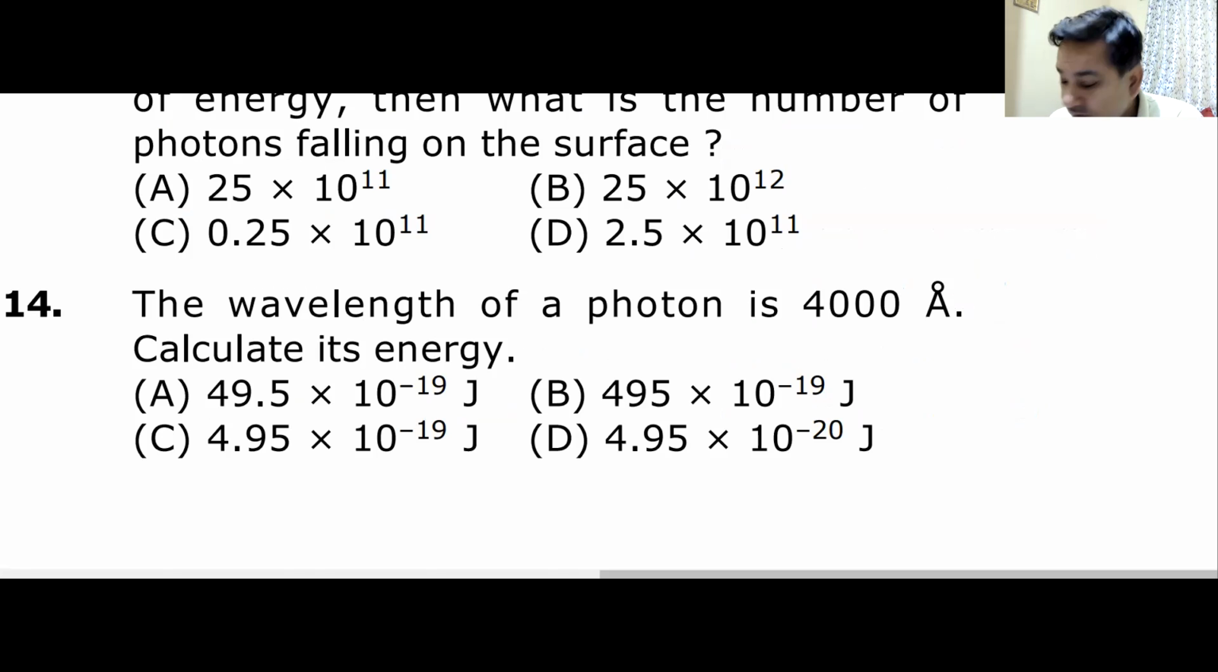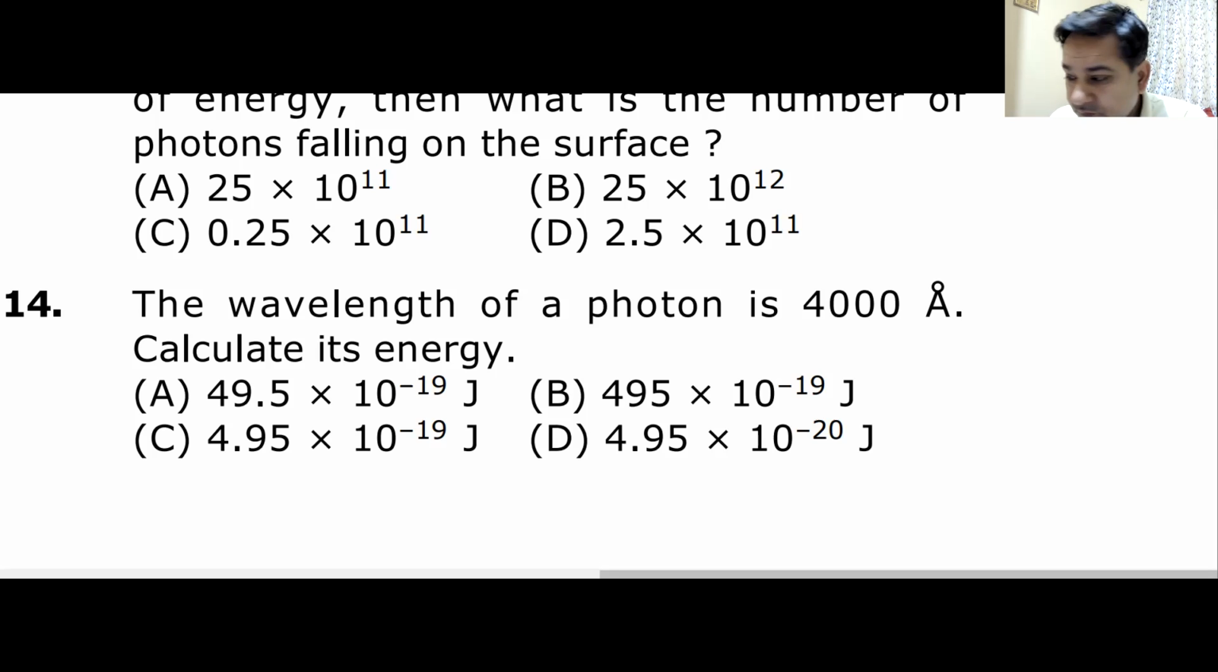You have some options in front of your eyes. Now, this question could have been easier if the answer was in electron volts. Whatever. Can I expect some answers? 4.95 into 10 to the power minus 19 joules. That is absolutely correct. How did you get it?